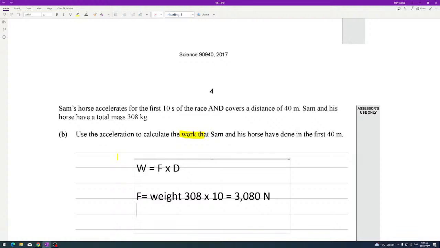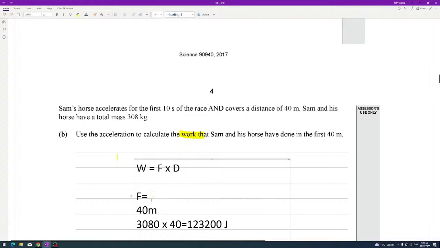And then how much distance did they do? Covered 40 meters. So it's just 3080 times 40 equals this much joules of energy. Okay, use acceleration to calculate the work. So force times distance. Okay, well, actually I've done this incorrectly. This is where you use the other equation. Sorry, this is force equals ma, because now that's actually a good point.